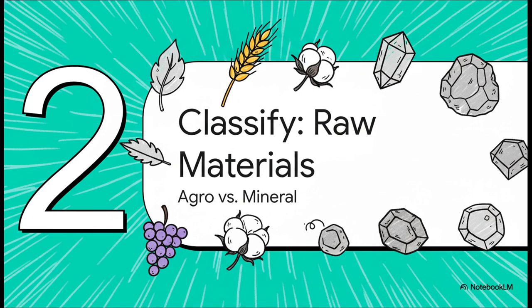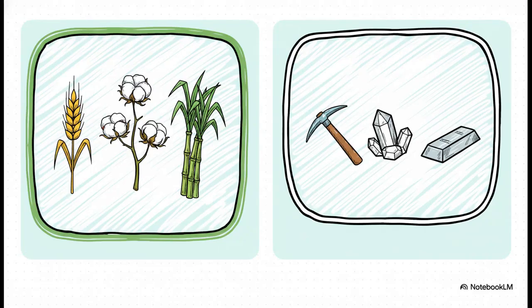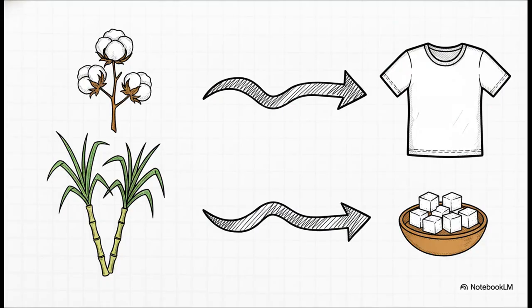Okay, one of the easiest ways to classify an industry is to look at the raw materials it uses. What are the basic ingredients that go into making the final product? Now, based on raw materials, we can make two broad groups. On one hand, we have agro-based industries, and on the other, we have mineral-based industries. Let's understand each one. Agro-based industries are quite simple to understand. The name itself gives a clue.